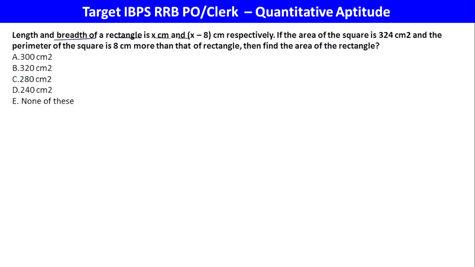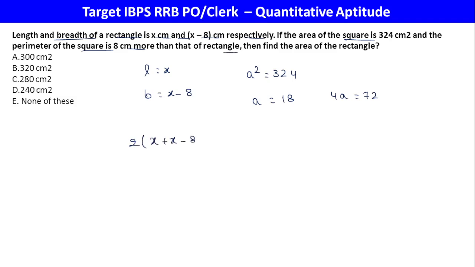Length and breadth of a rectangle: length is x, breadth is x minus 8. Area of the square is a square, 324, so a value is 18, and the perimeter of the square is 4a, which is 4 times 18, 72. The rectangle's perimeter is 8 more, so 2 into (l plus b) is 72 minus 8, 64, 32, 2x value 40, x is 20.